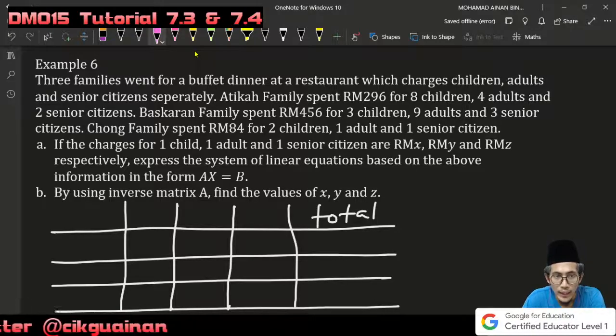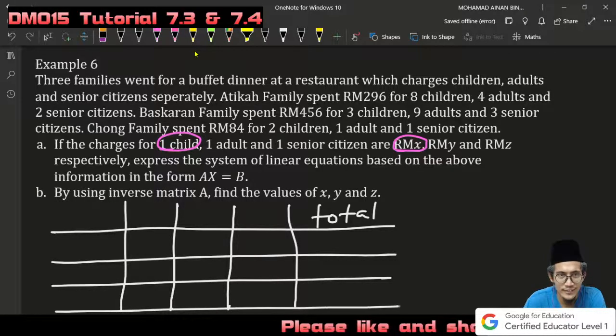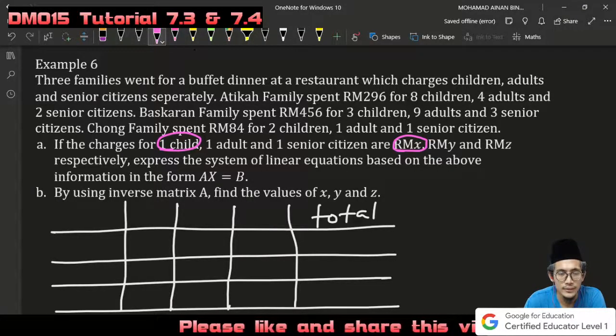Now we look at the sentence here: if the charges for one child, one adult and one senior citizen are RMX. See that? RMX is for whom? Child. Okay.